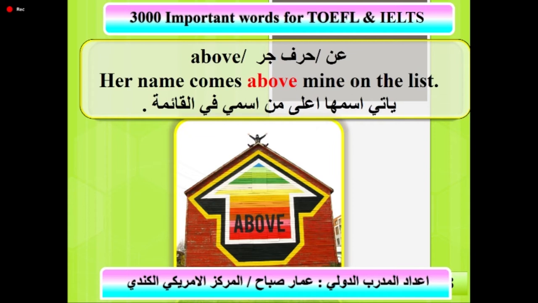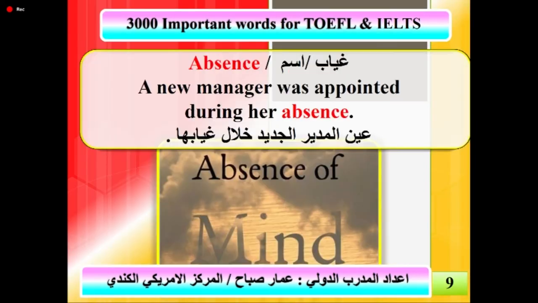The next one we have is absence. Absence, it means غياب. Absence, what does it mean? Absence means غياب. A new manager, المدير الجديد, was appointed, قد تم تعيينه, during her absence, خلال غيابها. وشو نقول؟ المدير يسجل غياب الطلاب كل يوم. The school manager, مدير المدرسة, writes, يكتب, the student's absence. The student's absence, غياب الطلاب. غياب noun, اسم. شو يجي؟ مفعول به أو كفاعل.